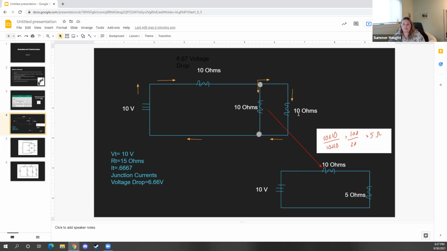Sometimes you might have a couple different parallel circuits you'll have to deal with, but it's always going to be the same steps. So you're always going to just be basically simplifying the parallel portions into one number. So then you could just treat them as series and add them together.